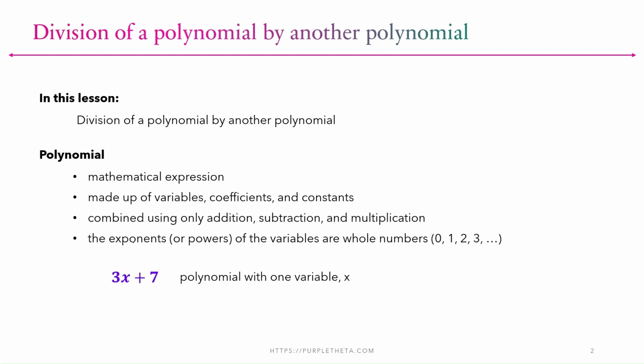A few examples of polynomials are 3x plus 7. It is a polynomial with one variable x, then x cube plus 5xy square minus y plus 1. In this polynomial, there are two variables x and y. Okay, now let us divide a polynomial by another polynomial.